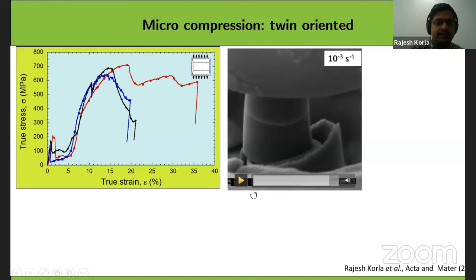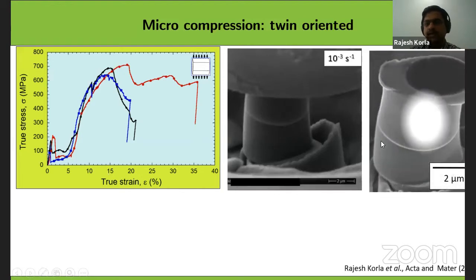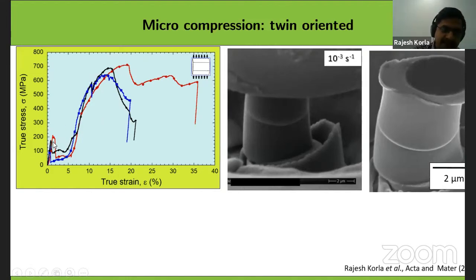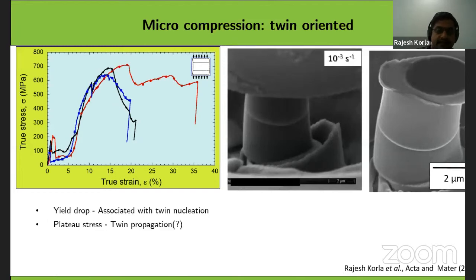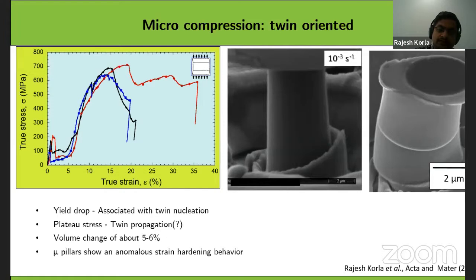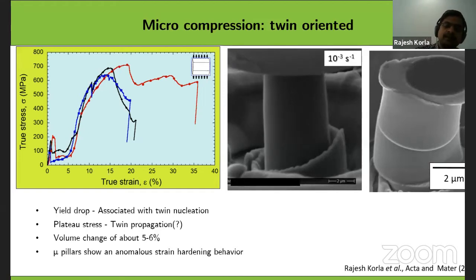So this is how the sample looks after deformation. And then this is how the stress strain is, because there is a sudden drop. There is no artifact because we did an interrupted test. There also you see this drop. And then there is a significant amount of strain hardening, which suggests that here we are seeing a yield drop. At the same time, we are seeing a plateau. And then there is a volume change of 5 to 6%, and also showing anomalous strain hardening behavior, which is completely different from the typical slip dominated pillar, slip favored pillar.